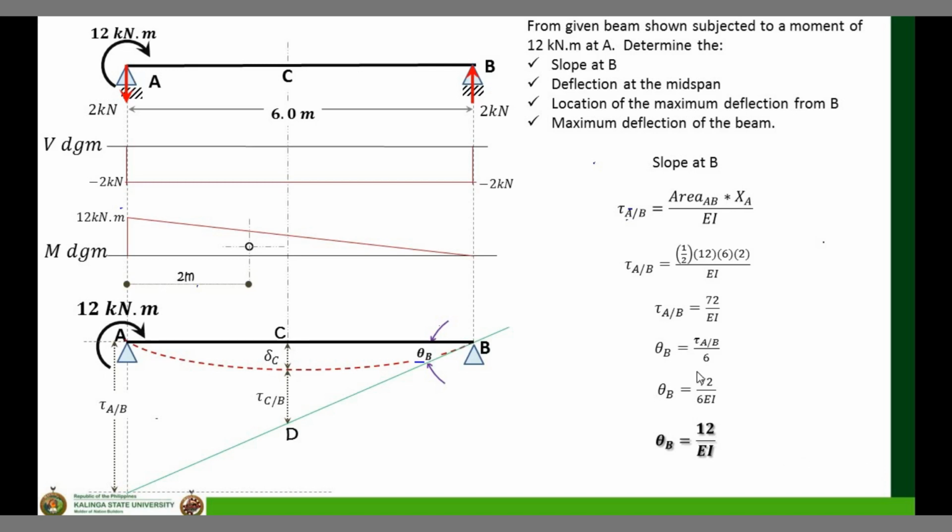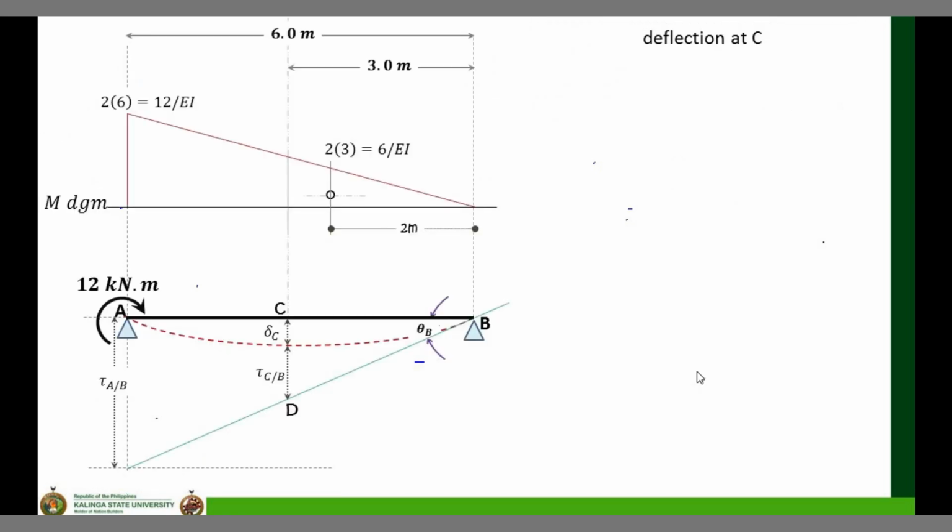If we go to the deflection at point C, what we need in this area moment method is your moment diagram and your elastic curve. So for the deflection at C, looking at this diagram where the elastic curve is, what we are looking for as the deflection at C is this point. So how do I get this one? Again, using your knowledge in ratio and proportion or similar triangles.